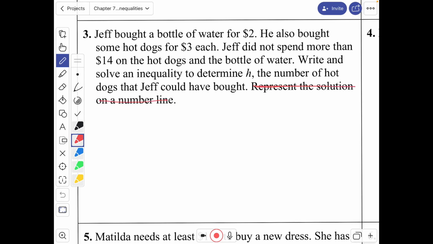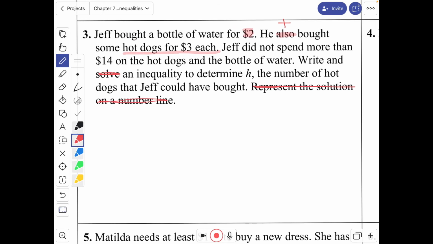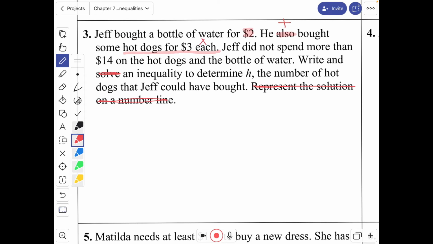So we're not going to put it on a number line for right now. We're just going to write the inequality. So he starts with a bottle of water for $2. And then he's also means that we're going to add $3 for each hot dog. Each is a key word that means times. So 2 plus 3 times the hot dogs, and they didn't tell us how much the hot dogs were. They just said to use H.